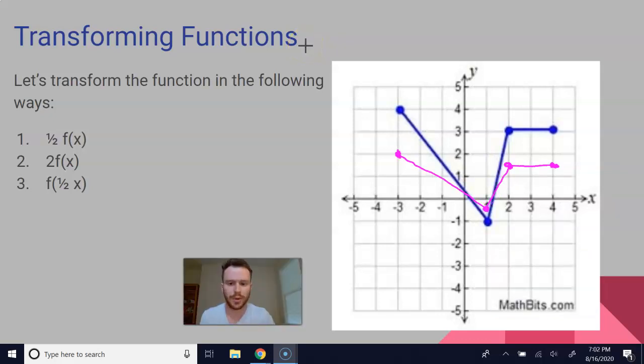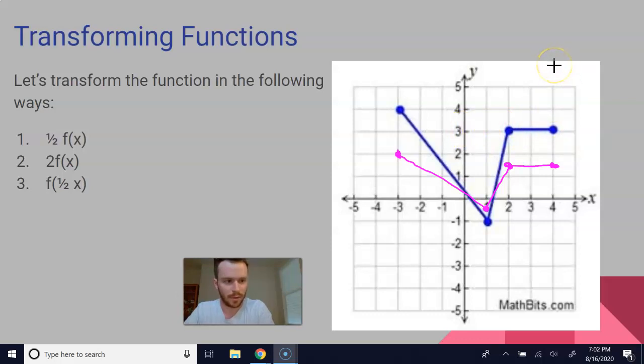So for number 2, the f of x values, the y values, are being multiplied by 2. So in this case, they're going to stretch since that scale factor is greater than 1. So let's look at these points again. We got 4, 3. Well, the y value is going to double. So instead of 3, it's going to be 6.